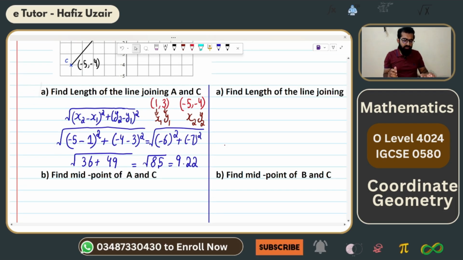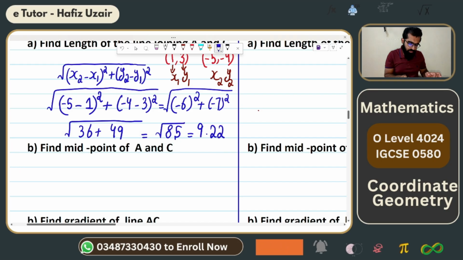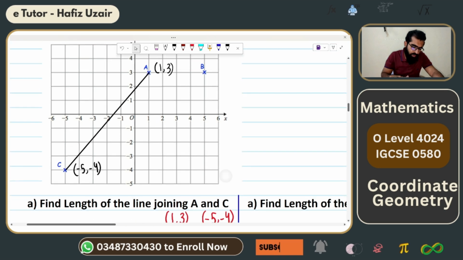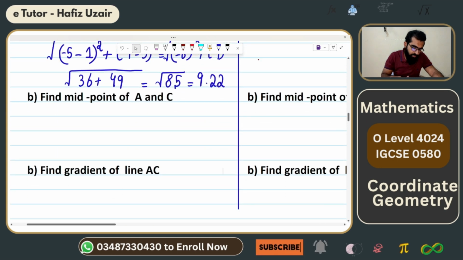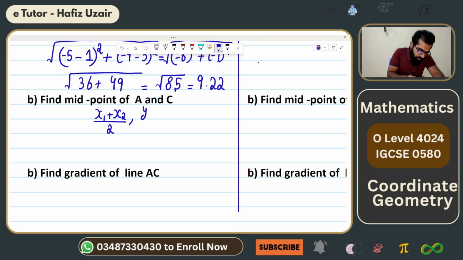Okay, let's discuss the second concept, that is midpoint. We need to find out the midpoint of A and C. The formula for midpoint is just add the x coordinates, that is x1 plus x2 over 2, comma y1 plus y2 over 2. We represent midpoint with the capital letter M. So just put the brackets here and write M.